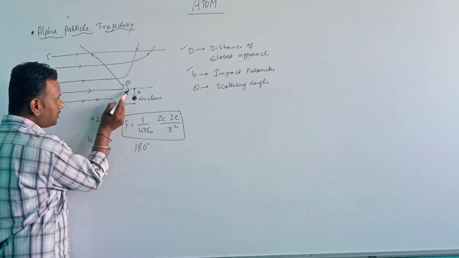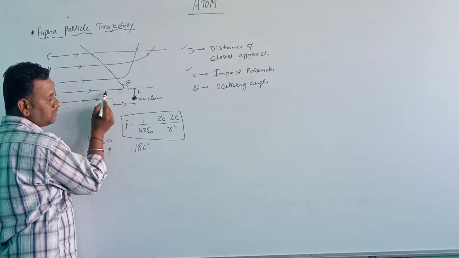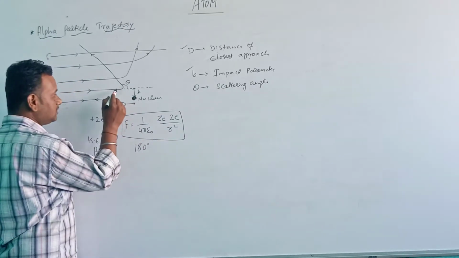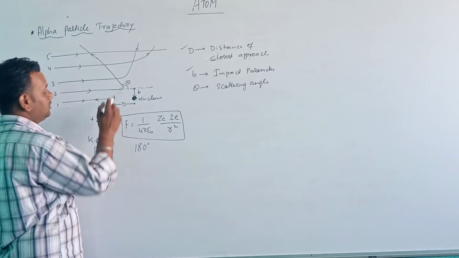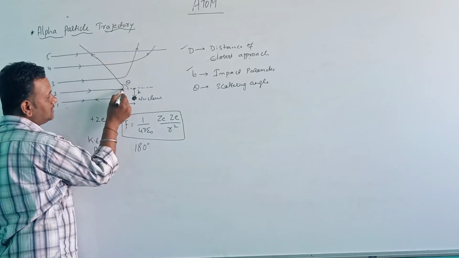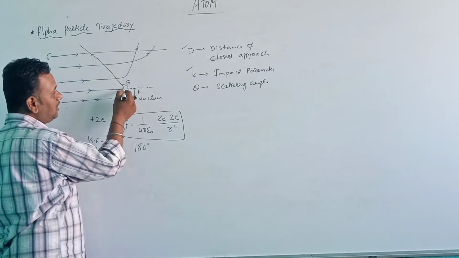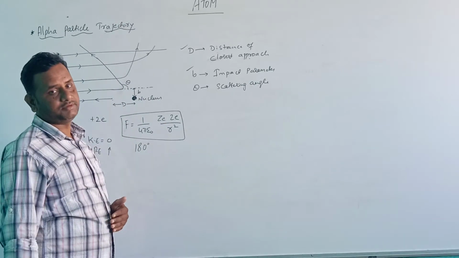But here some repulsion is happening, because this alpha particle has a positive charge and this nucleus also has a positive charge. Both have the same charge, so it is being repelled here. Because of this repulsion, the scattering angle here is more than 90 degrees.